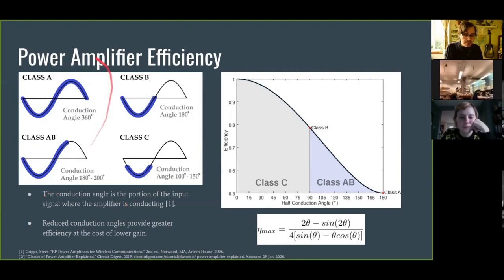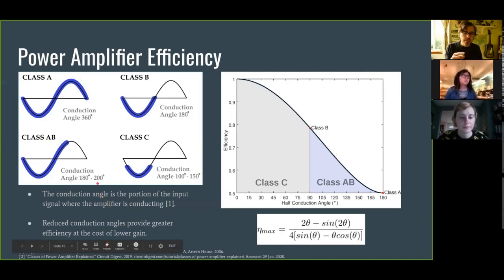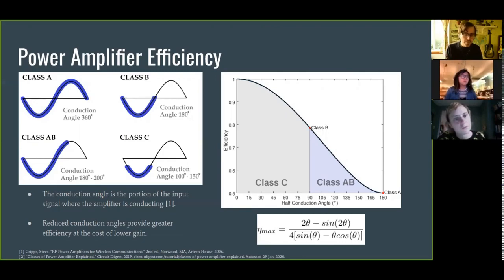Basically, all these schemes of achieving efficiency in a power amplifier come by exploiting something called the conduction angle. The conduction angle is the portion of the input signal where the amplifier is conducting current. So it's actually dissipating power over some portion of the signal. Class A is where it's just conducting the whole time the input signal's there.